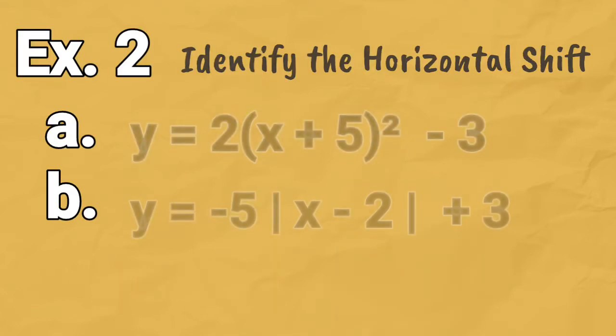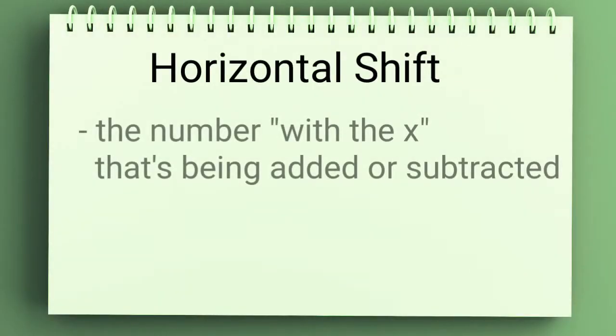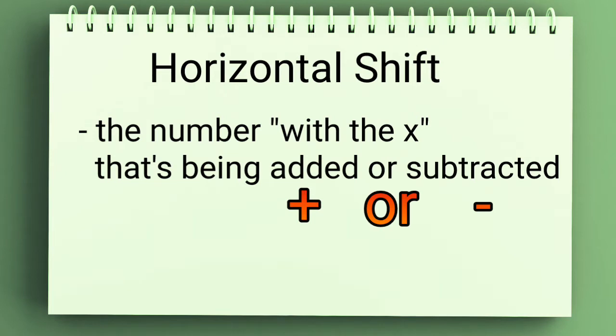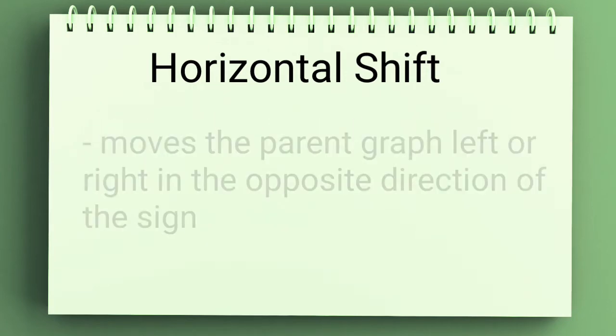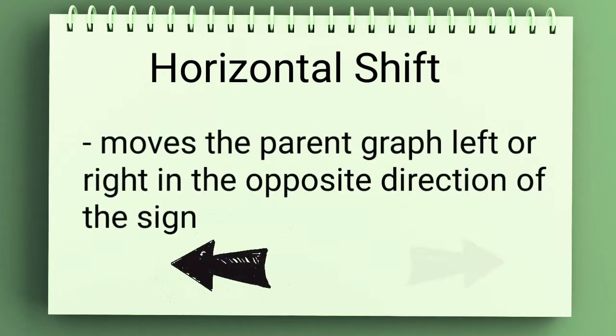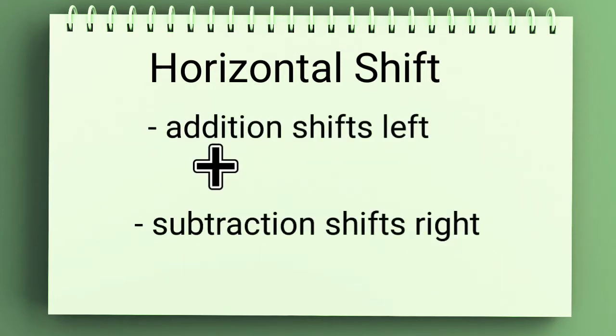For example 2, let's identify the horizontal shifts. We'll be looking for a number that's with the x, being added or subtracted. It's often considered to be on the inside of the function. The horizontal shift will move the graph left or right in the opposite direction of its sign. This means that addition moves the graph to the left and subtraction moves the graph to the right.